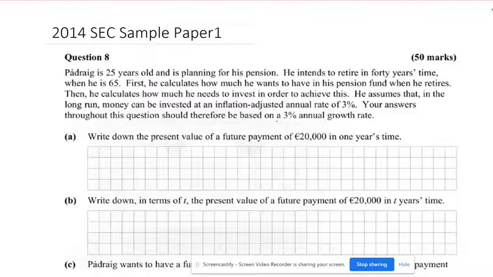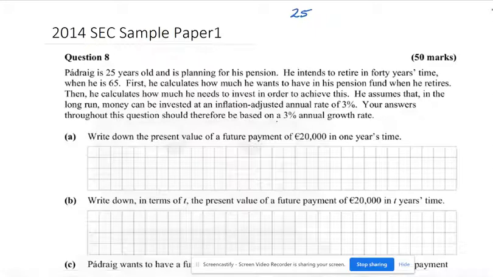This is a financial maths question from the 2014 sample paper. So it's paper 1, question 8. Let's start. Padraig is 25 years old and is planning for his pension. So that's the first important number we have to take note of. He's 25 and he intends to retire in 40 years' time when he is 65.